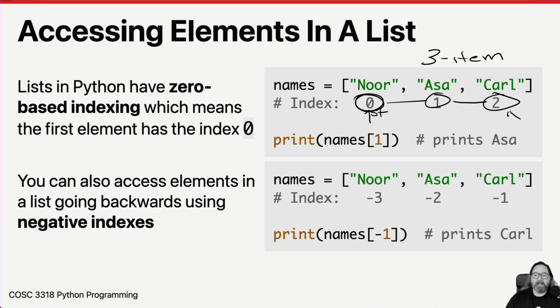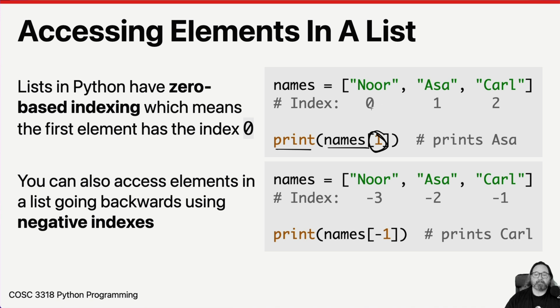The last element is always going to have a positive index that is one less than the length of that list. So in this case, print names index 1. Python says, okay, here's my list. I'm going to go to index 1 and get that value, Asa. And then that's what gets printed out here.